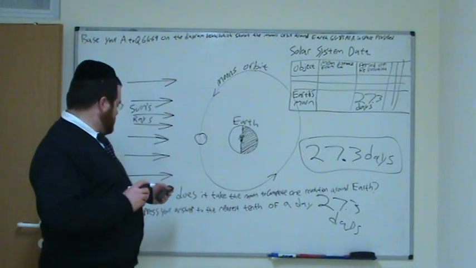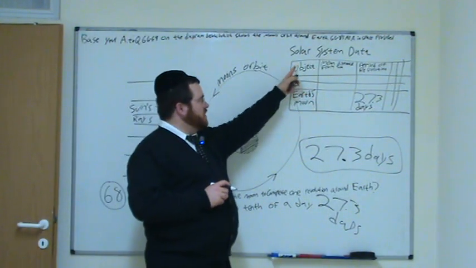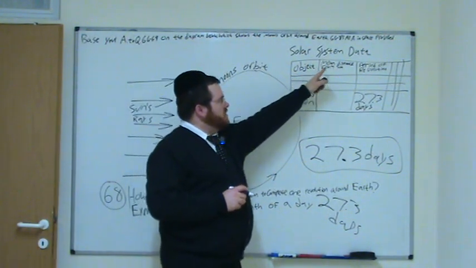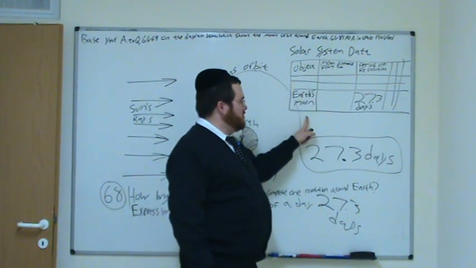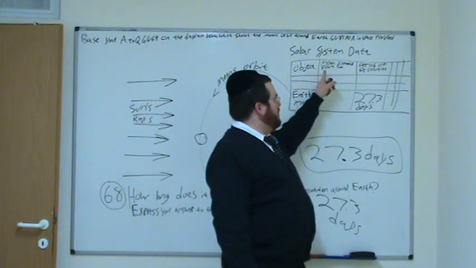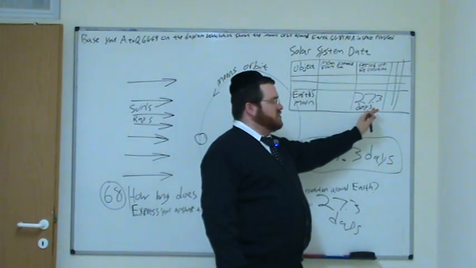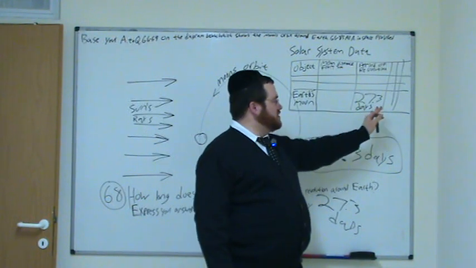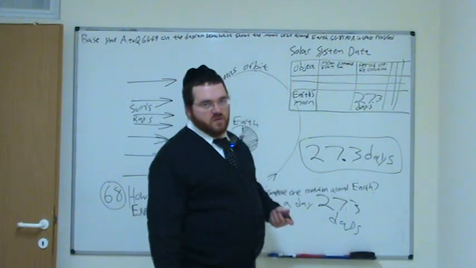So the answer to question 68, you look at your solar system data, you have the object, you go all the way down to the bottom object on that chart, which is Earth's moon, and first you look at mean distance from the sun. The next one is period of revolution, and you'll see on that chart, on Earth's moon, period of revolution is 27.3 days.